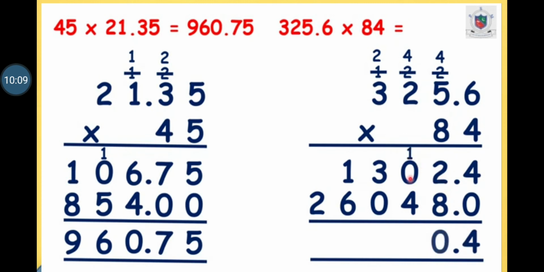8 plus 2 is 10, 4 plus 1 is 5, 3 plus 0 is 3, 6 plus 1 is 7, and then 2. So we get the answer as 27,350.4. And you can see that in the answer also we have one decimal place as in the question.